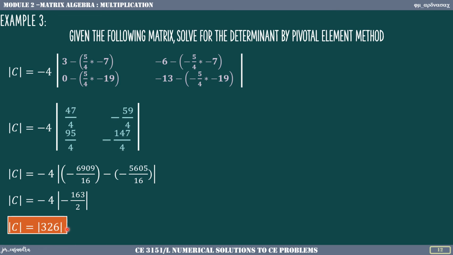So you can check our values by solving for the determinant by Sarrus' rule through our 3 by 3 matrix, or you can use other values as our pivotal element. You must get the same value of 326.